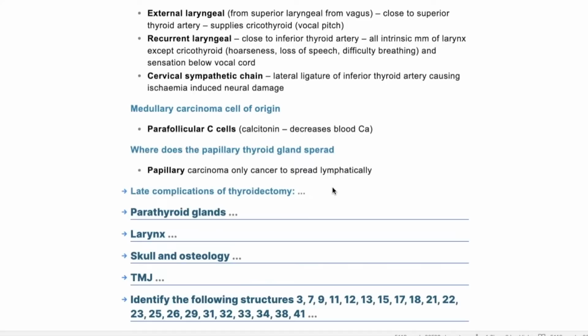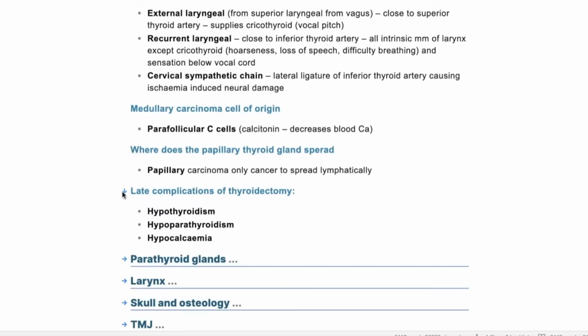Can you tell me the late complications of the thyroidectomy? Sure. The hypocalcemia and hypothyroidism are the main late complications. Okay. Why does hypocalcemia happen? Because the vascular supply to the parathyroid gland can be injured during thyroidectomy, or sometimes the whole of the parathyroid gland can also be removed during surgery. Okay. Well done.